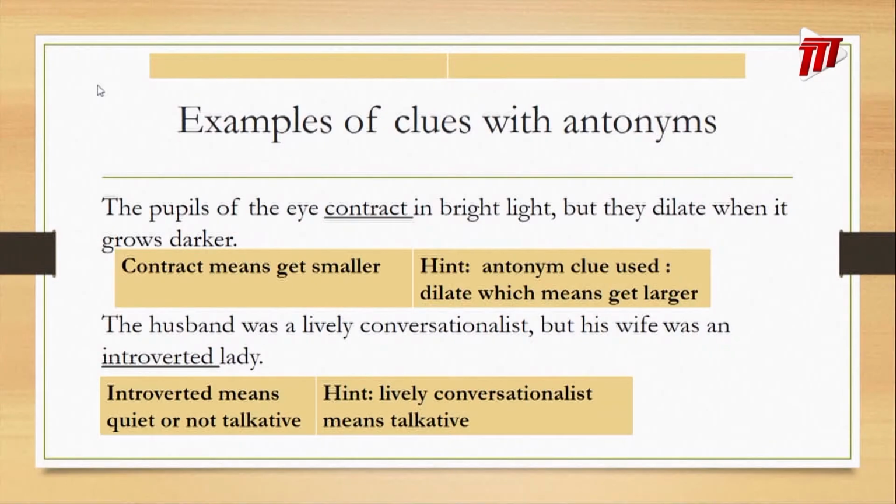The pupils of the eye contract in bright light, but they dilate when it grows darker. What's the meaning of the word contract? Here, let's look for the signal word. Do you see it? Yes, it's but. So, the opposite of contract is which word? Dilate. The pupils of the eye contract in bright light, but they dilate when it grows darker.